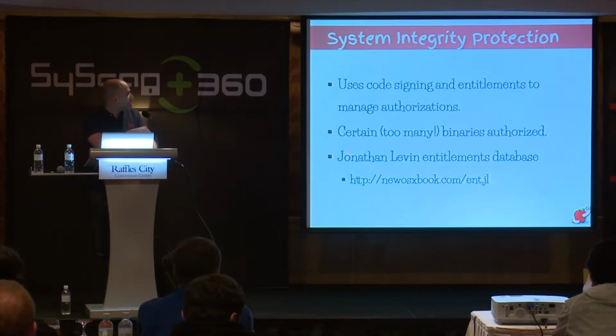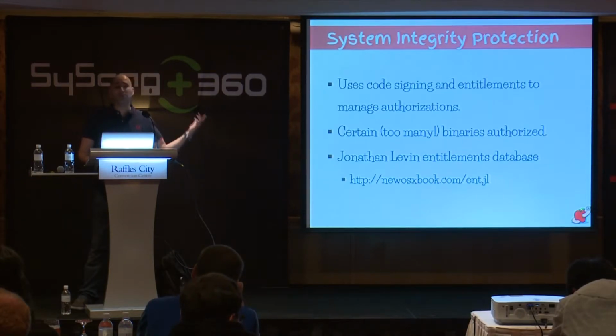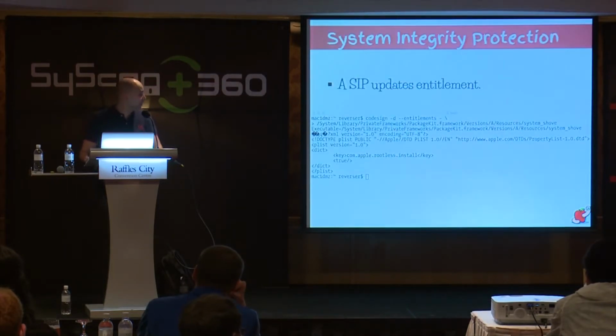You can see this, Jonathan Levin, the author of the macOS internals book, published the list. The last time I saw the list, it only had the iOS entitlements. You can see the list is huge. He's working on the OS X version for this, and the list will probably be also huge. So we get Oprah saying, you get an entitlement, everyone gets an entitlement, because this is the reality you can find these days in macOS. Entitlements on almost every binary that does something interesting.